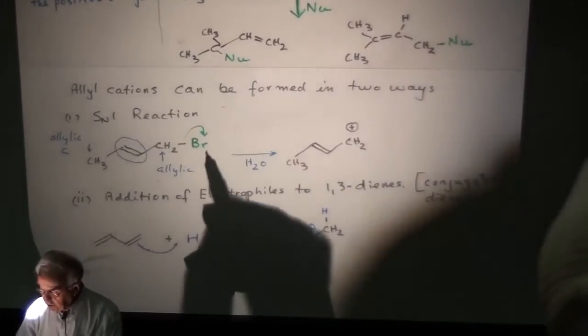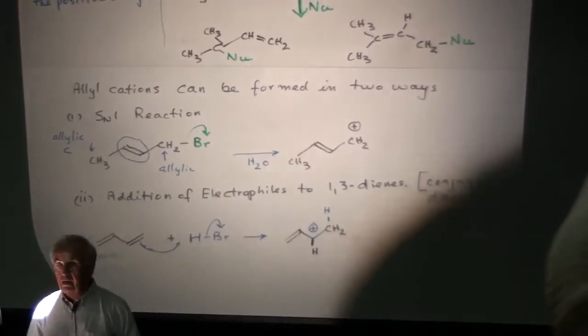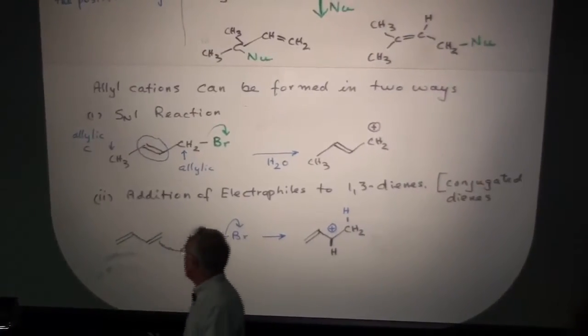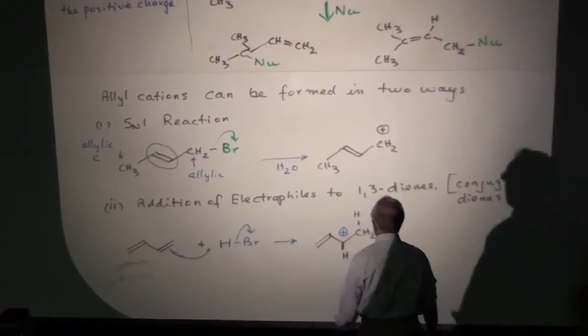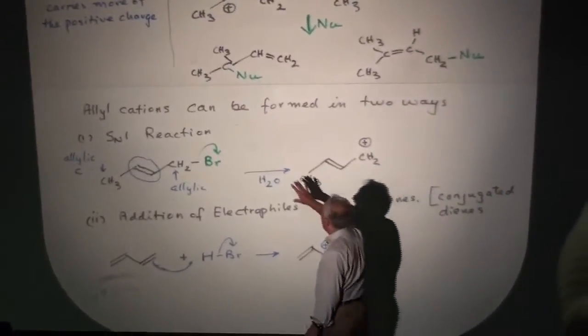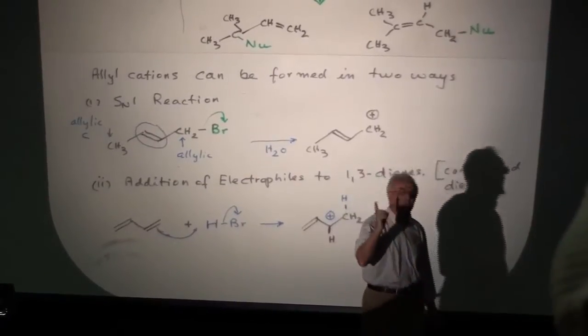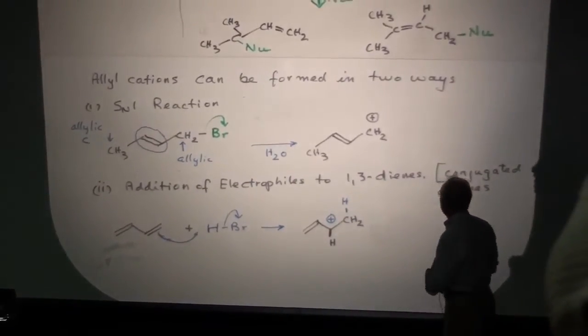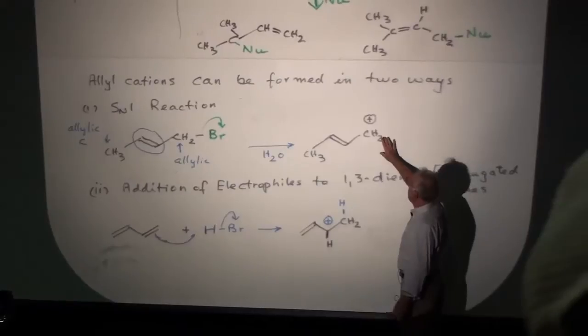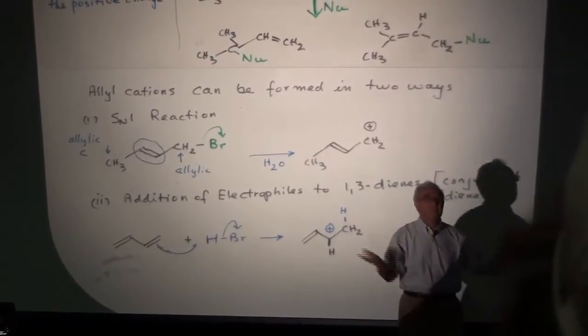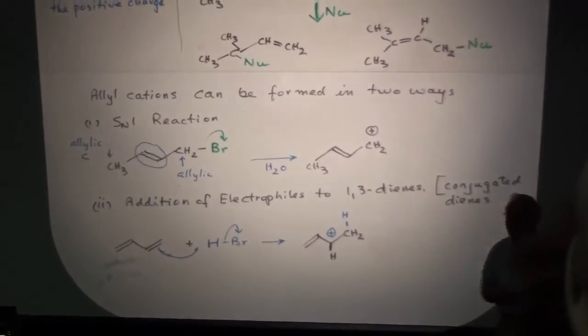So we have a leaving group, the bromine, on the allylic carbon. If we react this under SN1 conditions, not a very strong nucleophile, a polar solvent, those are all the things you may remember about SN1 conditions, we get a carbocation, an allylic carbocation, and I'm not going to write it again in the resonance form, since I've already written it many times.